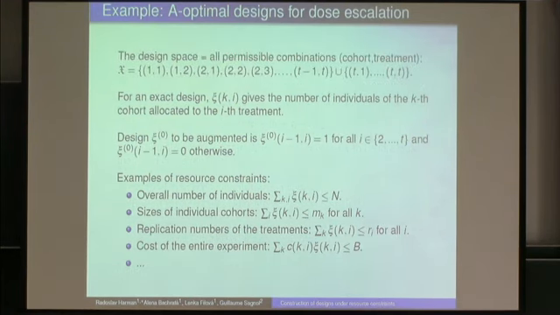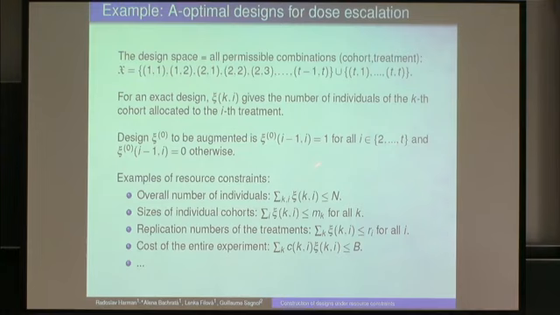Okay, so here the design space is like this. Essentially, this part is the extra cohort. Okay, and the interpretation of design xi_ki is that xi_ki gives the number of individuals of the kth cohort allocated to the ith treatment. Okay, and there is an additional constraint that we need to have at least one individual in the escalation dose, which can be captured by this design xi_0, which is to be augmented.